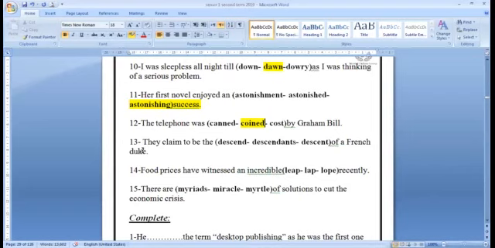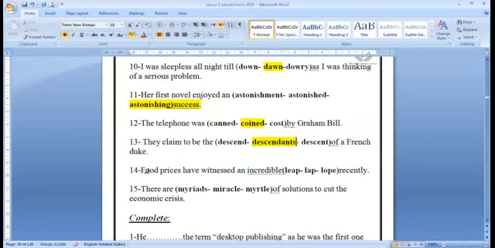Number 13: they claim to be the descendants of a French duke. Here you have the words "descend", "descendants", or "descent". Of course, the first one, "descend", ends in D, and this is the verb. The last one, "descent", ends in T, and this is the noun. So they claim, they say, to be the descendants of a French duke.